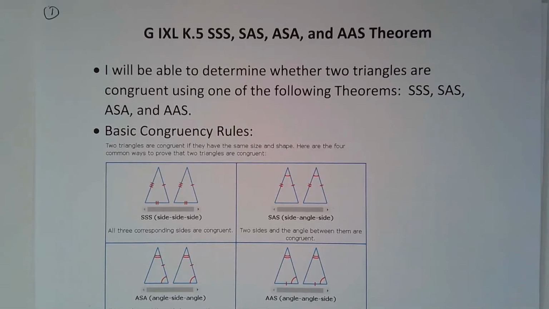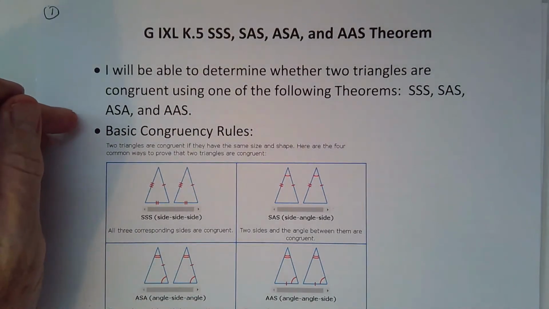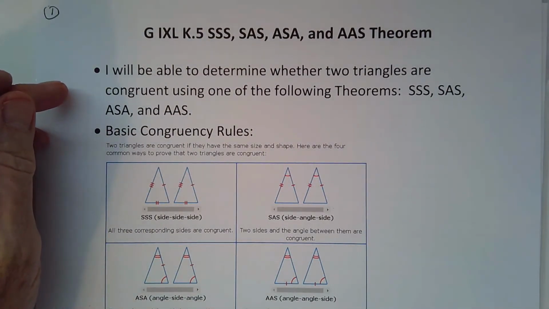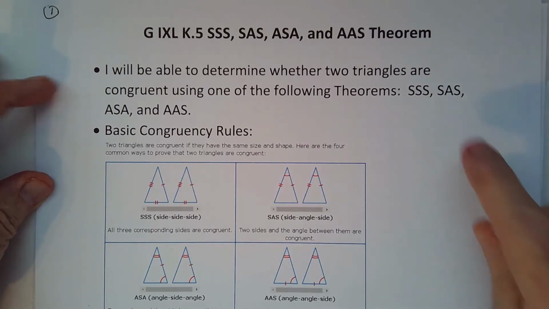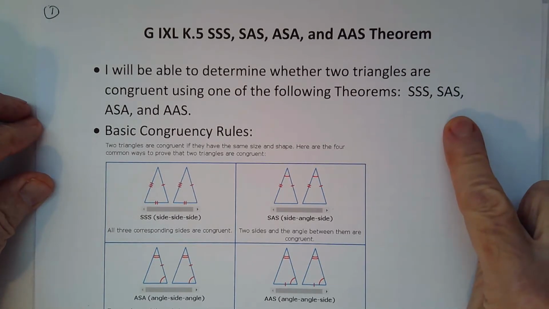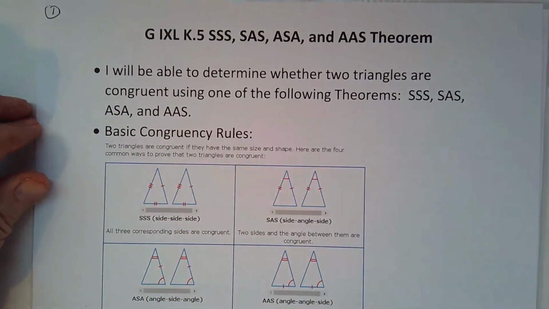Good morning. Today we are covering the IXL skill for Monday, May 11, and the IXL skill is that you'll be able to determine whether two triangles are congruent using one of the following theorems. So that's side, side, side; side, angle, side; angle, side, angle; and angle, angle, side.